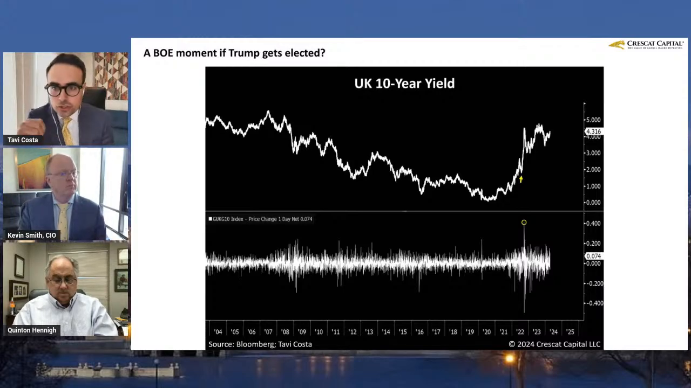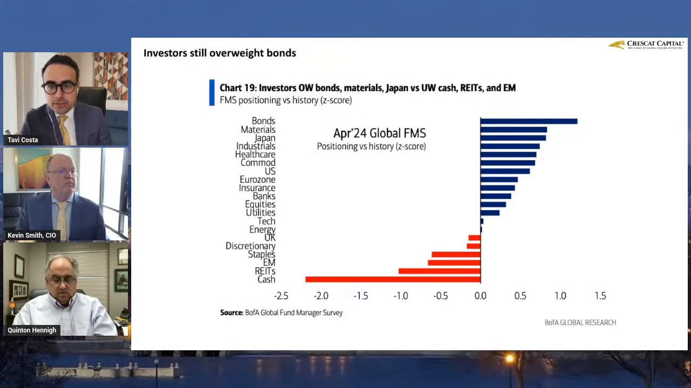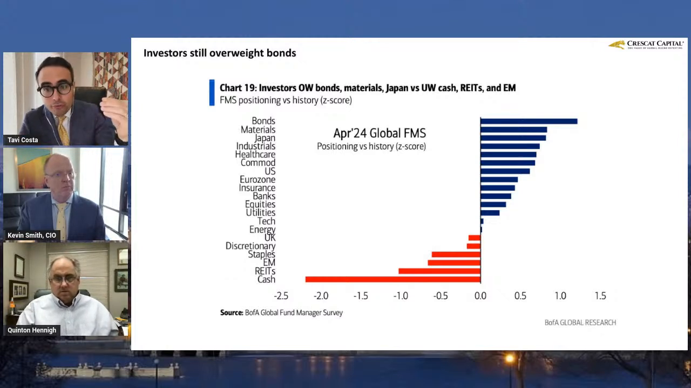So let's go to the next chart, because this is just the Bank of America research I pointed out, and you can see here the investors are still overweight bonds in a large way historically. That's a little scary as well. Let's go to the next chart.